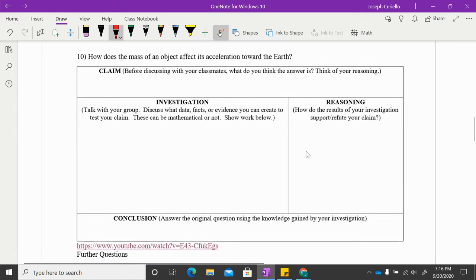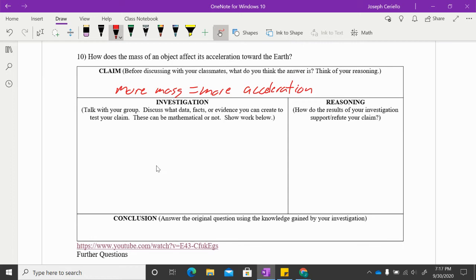Now what we did was we answered a question. The question was, how does the mass of an object affect its acceleration toward Earth? So the question is either more mass, more acceleration, less mass, more acceleration, or it doesn't matter. Who knows? I'm going to do what's intuitive. I'm just going to write a claim here. More mass equals more acceleration. I don't know if that's true or not.